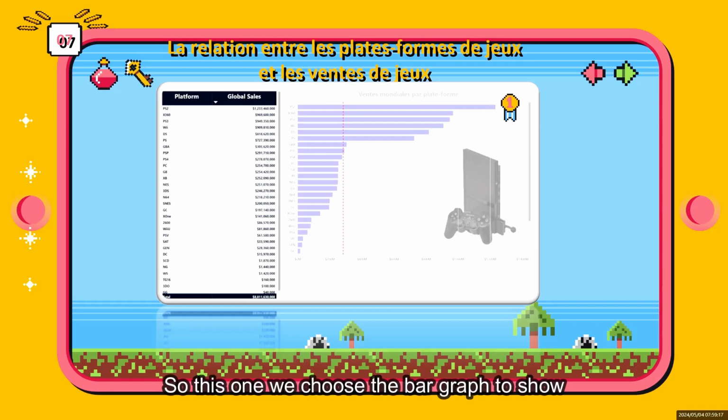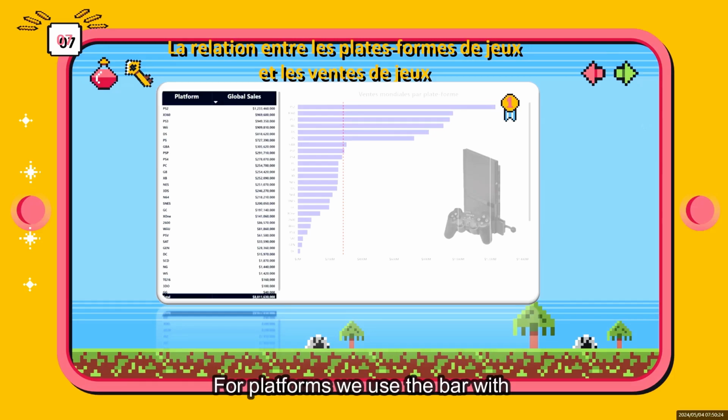For this one, we chose the bar graph to show the sales performance of each publisher, with the X corresponding to the publisher and the Y corresponding to the sales. The graph shows that the publisher with the highest total sales is Nintendo, and for the top 50 games with the highest sales, Nintendo is also the most successful publisher.